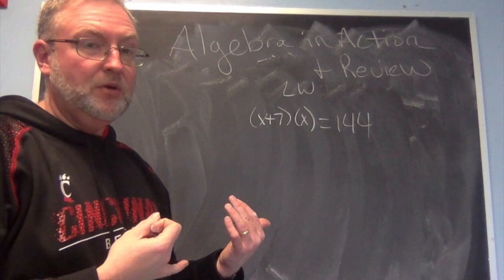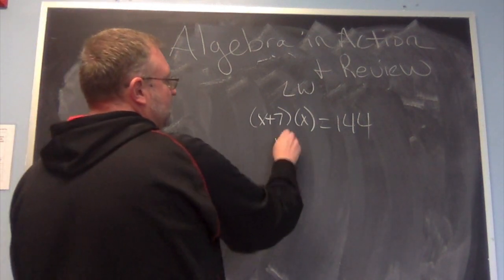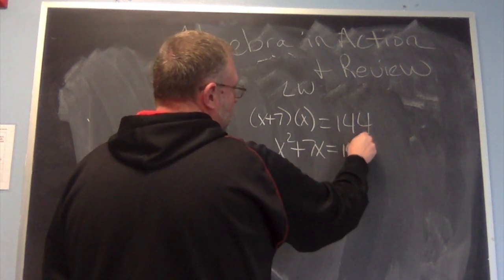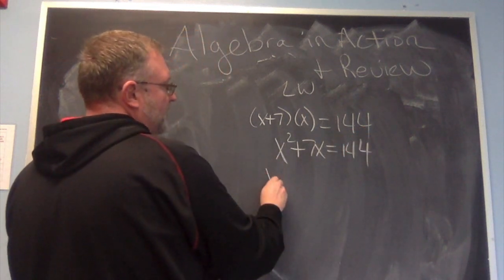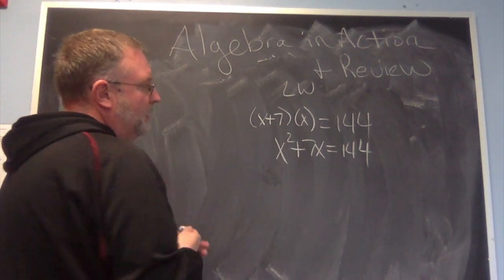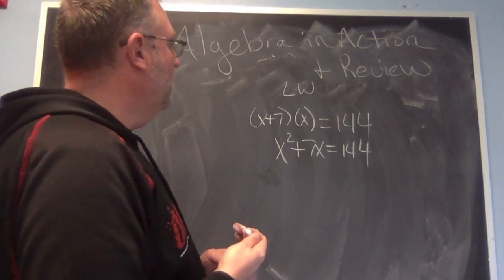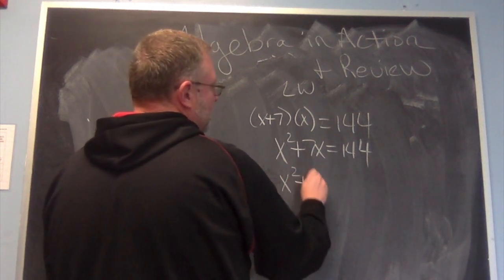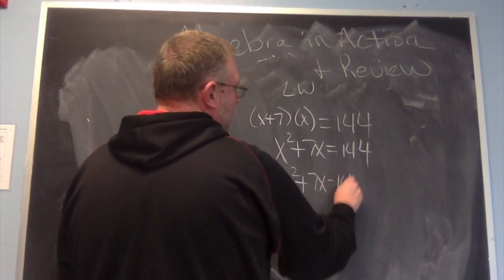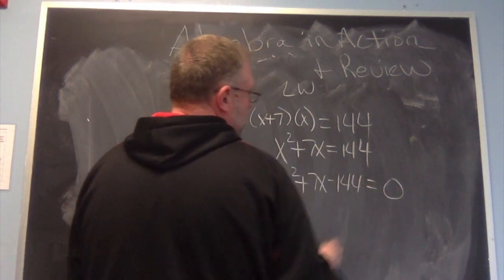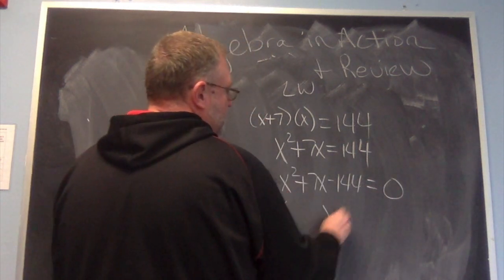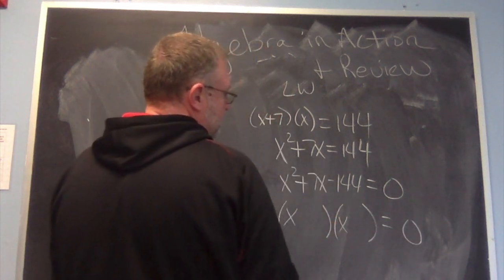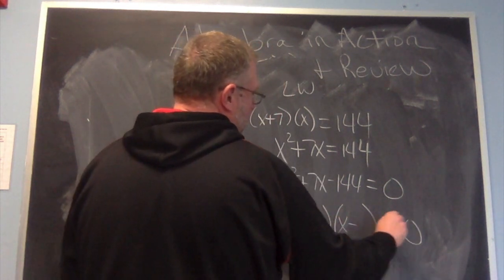Then we go ahead and multiply this, and we have x squared plus 7x equals 144. All right, and then I'm going to bring that 144 over. So x squared plus 7x minus 144 equals 0. Then I'm going to break this down into 2. I have x and x. I have a plus and minus.